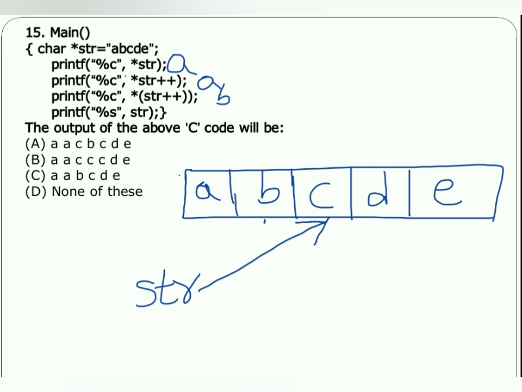Now printf %s, comma string. So it will print the elements of the string. So what are the remaining elements here? C, D, and E. So it will print C, D, and E. So the answer is option C.